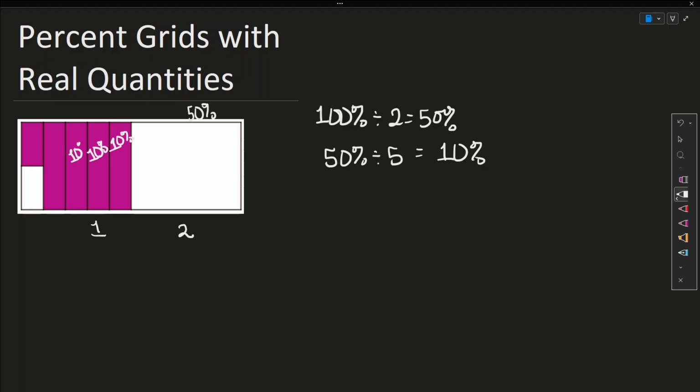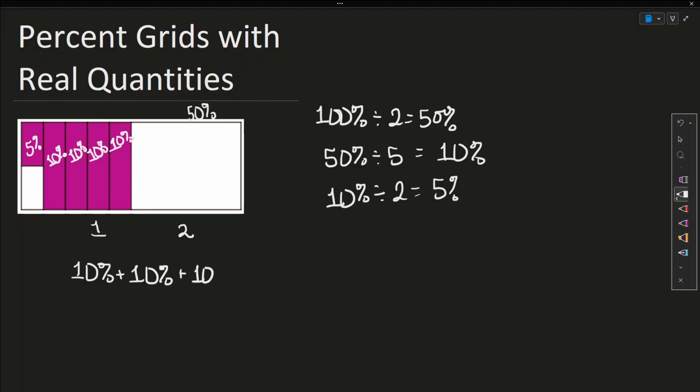And then one of those 10% is in fact broken into halves again. 10% divided by 2 would give us 5%. So both of these little small sections at the very end are each 5%. Our total is then 4 different 10% and one extra 5% piece, which gives us a total of 45%. So the shaded amount in this particular diagram is 45%.